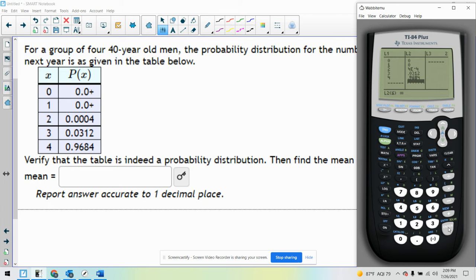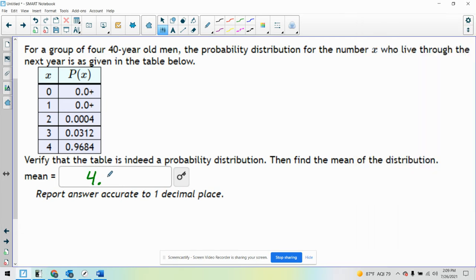Now, once you have that, I'm going to go back to Stat, hit Calculate, and do one variable statistics. So my list is L1, that's the different outcomes. Frequency list is the probabilities, and I'm going to calculate. This is the same thing as finding the expected value. They just want the mean, which is the top number, x bar, to 1 decimal place: 3.96 rounds to 4.0.